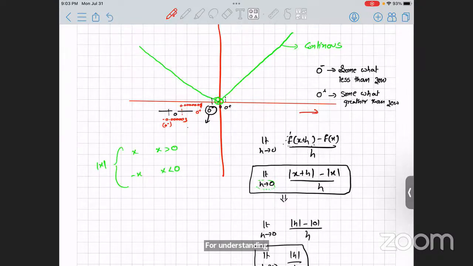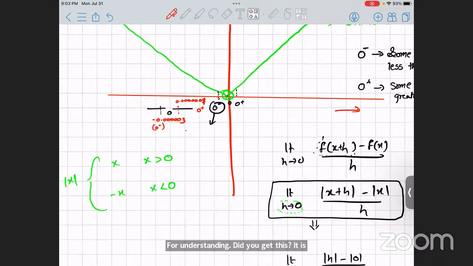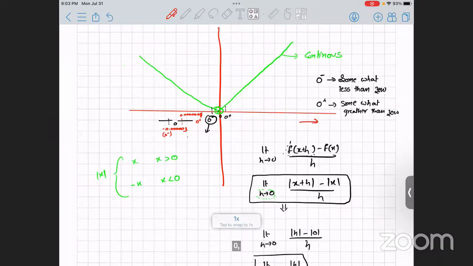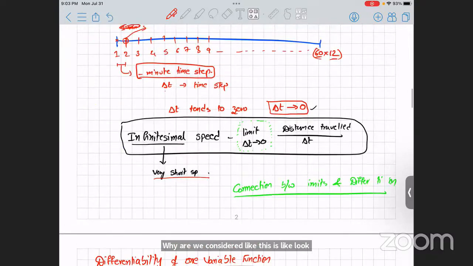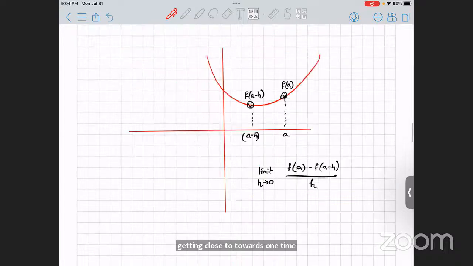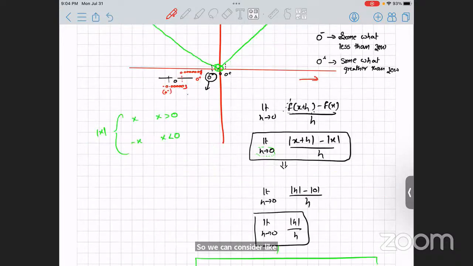Why we consider it like this: look, I explained in this scenario how time tends to 0. We are getting close towards one time step, so we can consider it like this. You can go in this way or in that way. Clear till now?